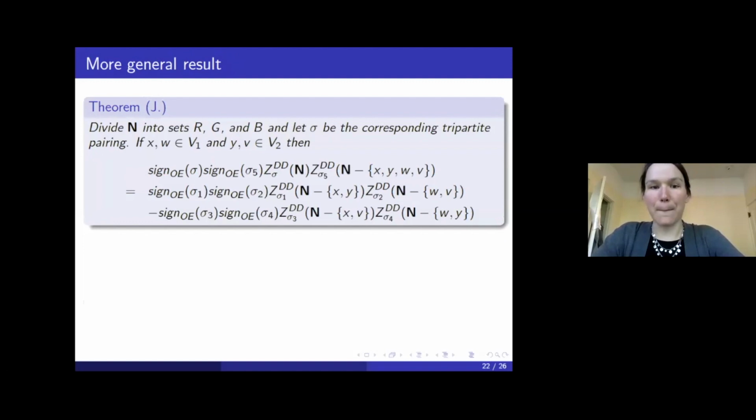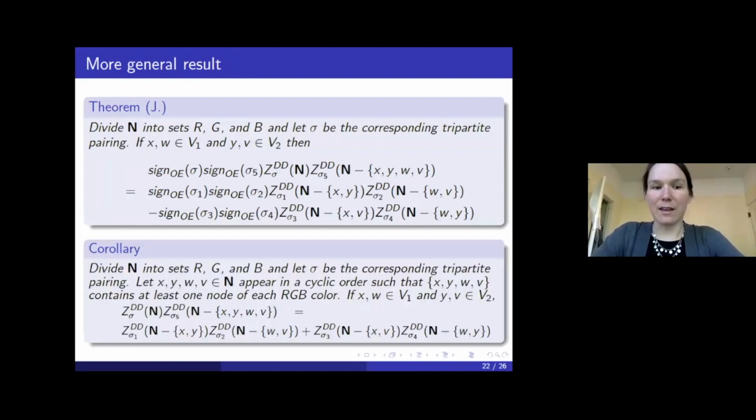theorem where X, Y, W, and V can be any 4 nodes as long as 2 are black and 2 are white. But of course you have a bunch of signs. And then in the special case where you assume that they appear in cyclic order so that they alternate black and white, you can deduce that all the signs are positive.